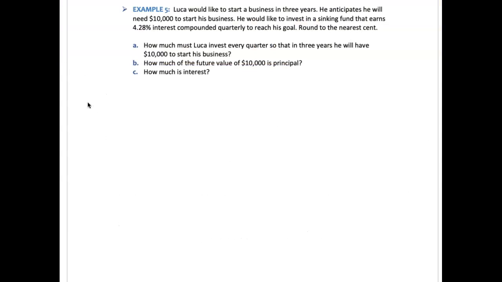We will begin by identifying all of our variables. So we're told that Luca wants $10,000 in the future. That is his future value. We are searching for the monthly payment he must make, or the quarterly payment, I should say. What is the quarterly payment he must make to get there? The interest rate is 4.28%, or writing that as a decimal, 0.0428.